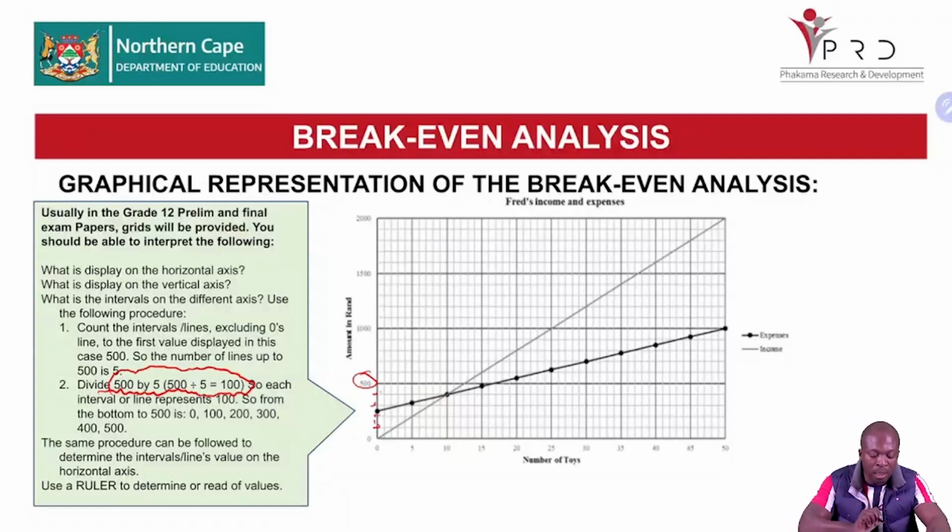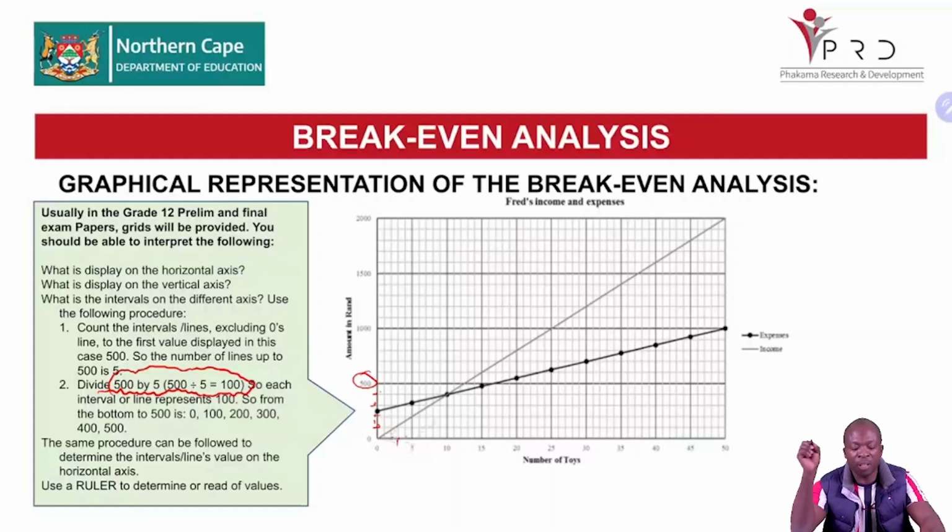Then the next thing that you have to do is, the same procedure can be followed even for the horizontal part. Can you see here from 0 to 5, we have 1, 2, 3, 4, 5. It means that we're going to say 5 divided by 5. It means each value is 1.